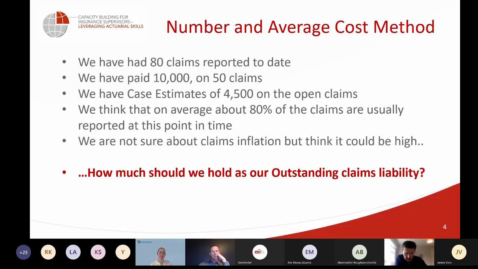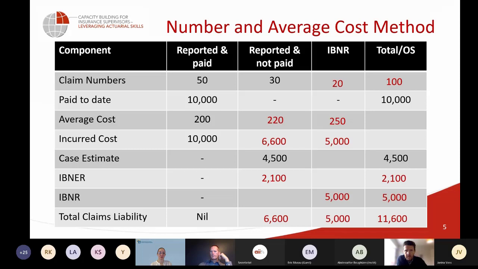And claims inflation. So we have a worked example where we walk through the numbers here. We've broken it down into different components: where the claim has been reported and has been paid, where it has been reported and has not yet been paid, and then IBNR, claims that have incurred but not yet been reported in the totals.